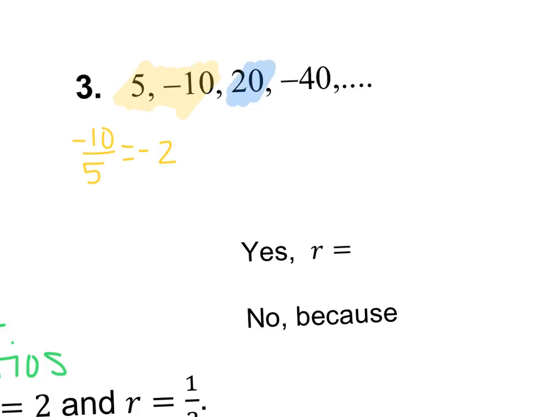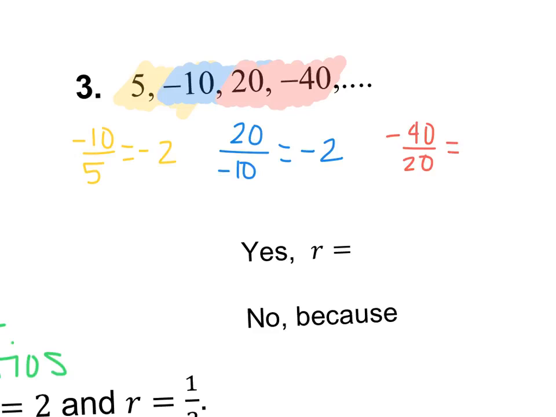I'm going to do that again, except I'm going to do 20 divided by -10 this time. So what is 20 divided by -10? Good, it's -2. Okay, I'm going to try it again, see what happens. I'm going to do -40 divided by 20. So what is -40 divided by 20? Good, it's -2. So notice every time, did we get the same number? Yes, we did. So that means that -2 is our common ratio.